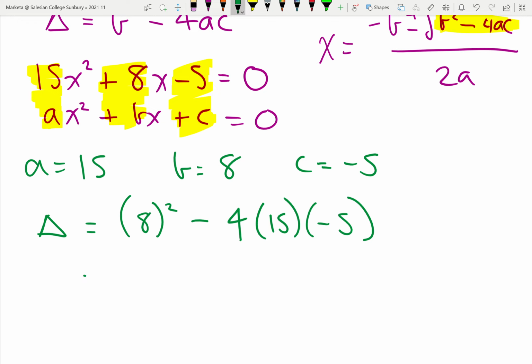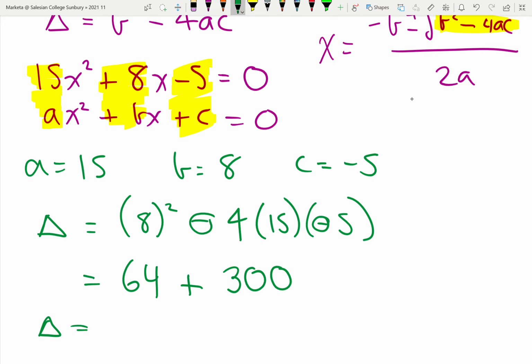So let's see, that gives us 8 squared is 64. And then this is important, take note of the negatives and number of negatives there. So there's 2, so it's going to be a positive answer here for this part. 15 times 4 is 60. 60 times 5 is 6 5s are 30, so 300. So our discriminant equals 364.